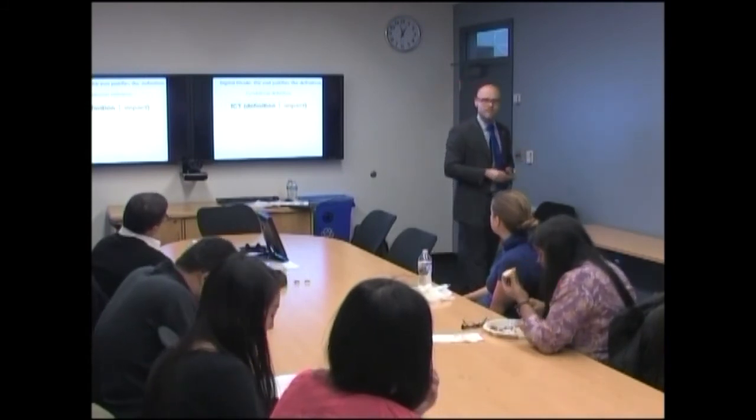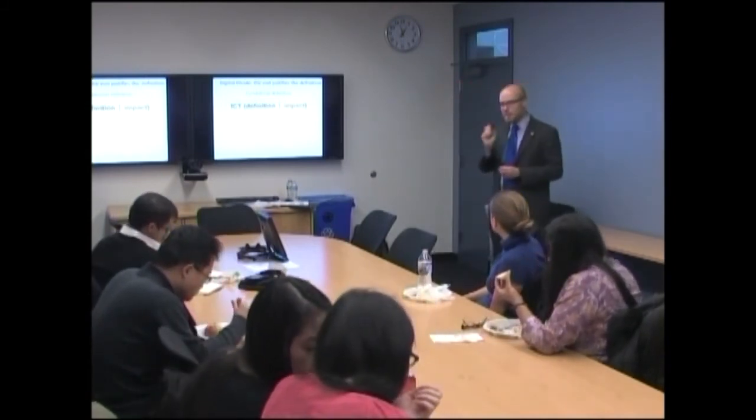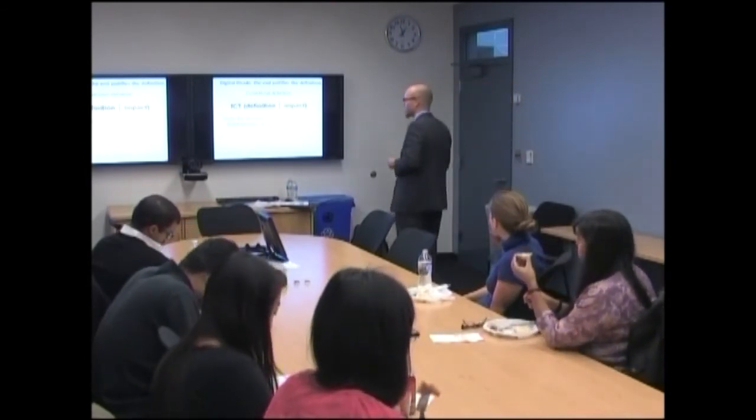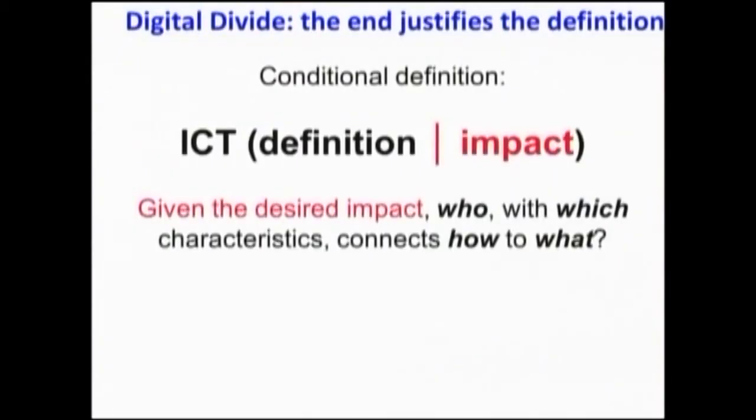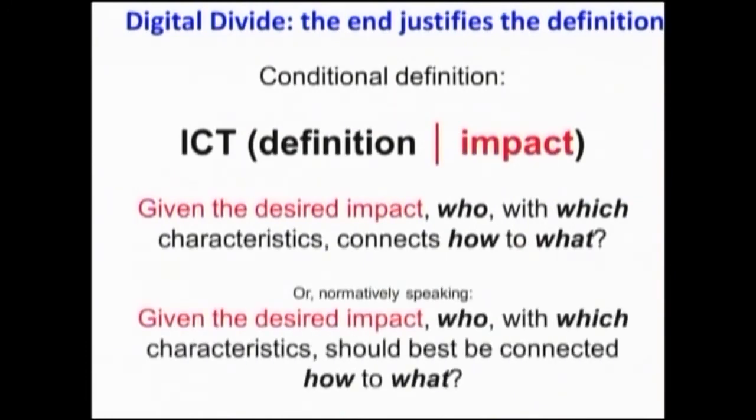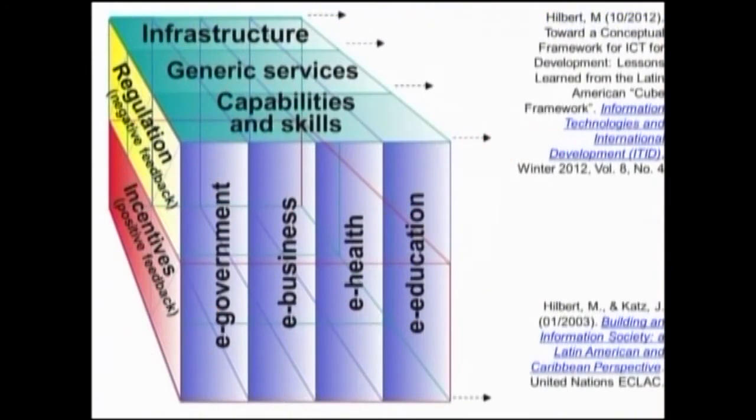And I found that in these countries which actually have impact-driven definitions, you can achieve more. So given the desired impact, who, with which characteristics, connects how to what? Or normatively, given the desired impact, my impact, who with which characteristics should best be connected how to what? And I showed you there are many hundreds of different answers to that, and that depends on your conditioning variable, which is the impact that you have in mind, or the policymaker has in mind, right? And I found that the most productive way to go about it. So there's a paper written about that that just recently got published.